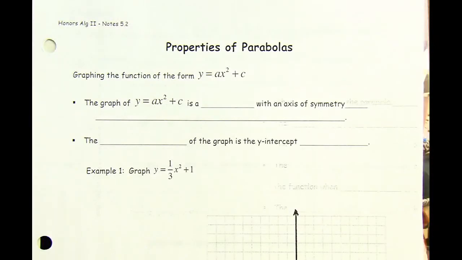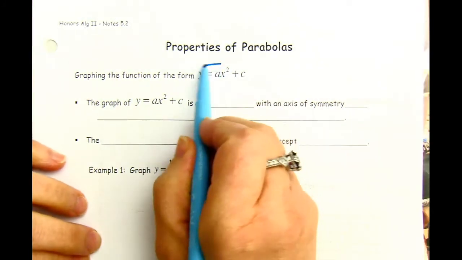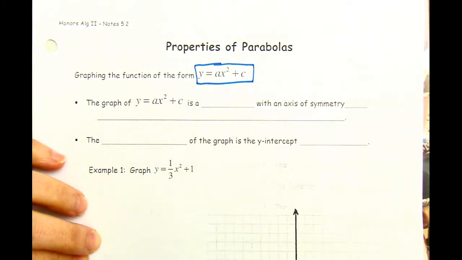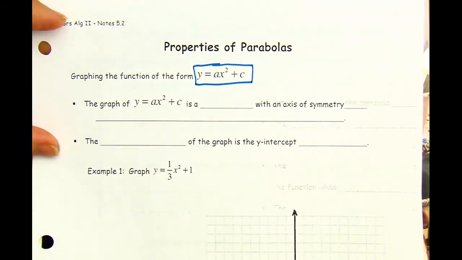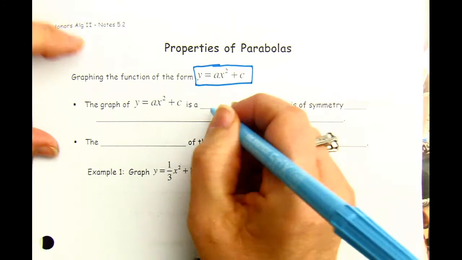Okay, notes on Chapter 5, Section 2, Properties of Parabolas. Graphing the function of the form y equals ax squared plus c. Notice there's no middle term. The graph of y equals ax squared plus c is a parabola.